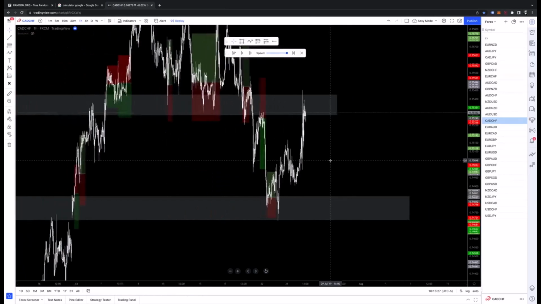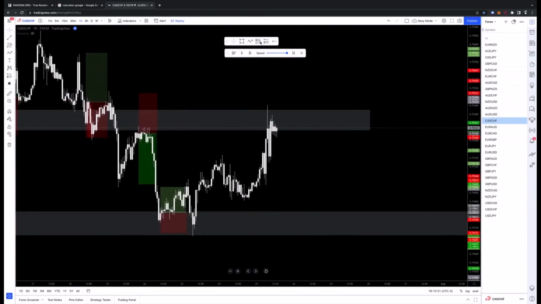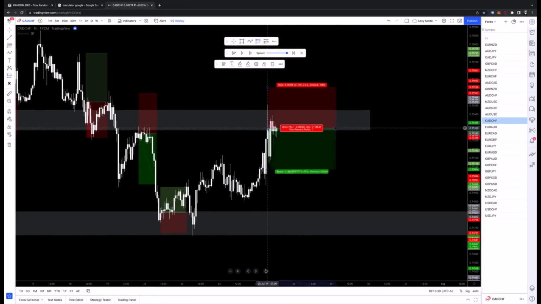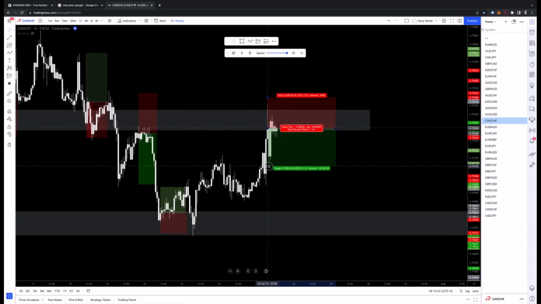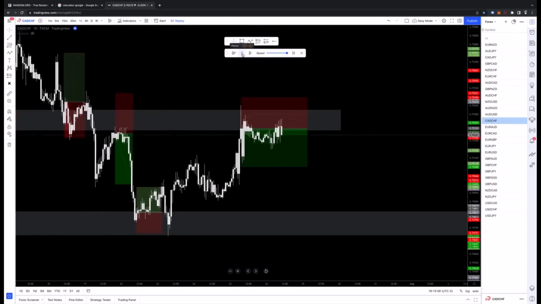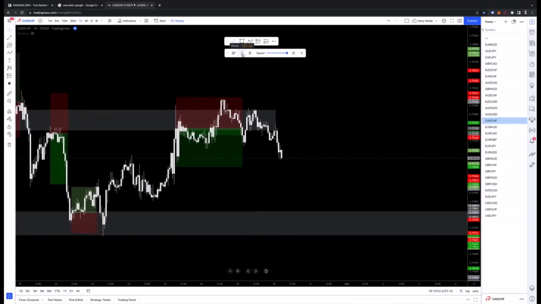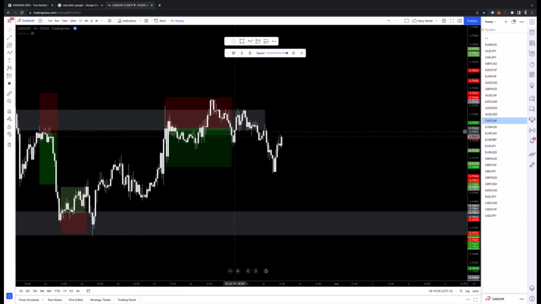So we do have a trade right here. We've come into the resistance zone. We've rejected the resistance zone. Stop loss just above, target down here. An immediate move into profit, which almost hit the target, but barely missed it. So it looks like that one did hit the target there.